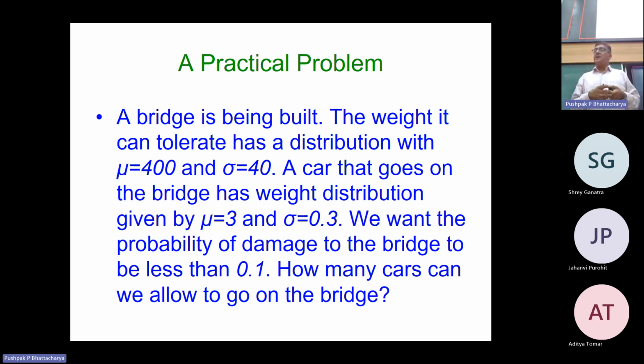That's why we have to appeal to probability and say that the probability of damage to the bridge has to be less than 0.1. So our requirement also has to be probabilistic. The probability of damage to the bridge has to be less than 0.1. And how many cars can we now allow to go on the bridge?